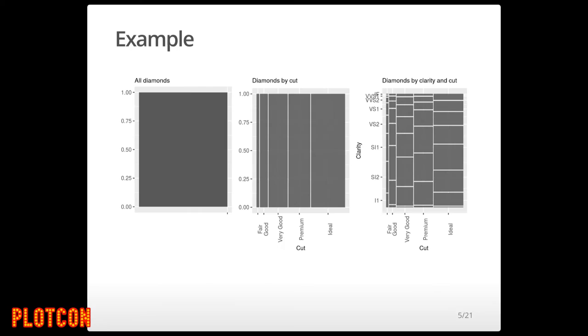So here's a quick example of how a mosaic plot is constructed. So we begin with all diamonds in a 1x1 square. Then we can look at the distribution of diamonds according to the cut. So in the second plot, the widths of the bins represent the proportion of the diamonds that are in that category of cut. And then within each cut category, we can look at the distribution of clarity. So our final product gives us an idea of the frequency with which each clarity occurs within each cut. And we get a joint distribution idea.